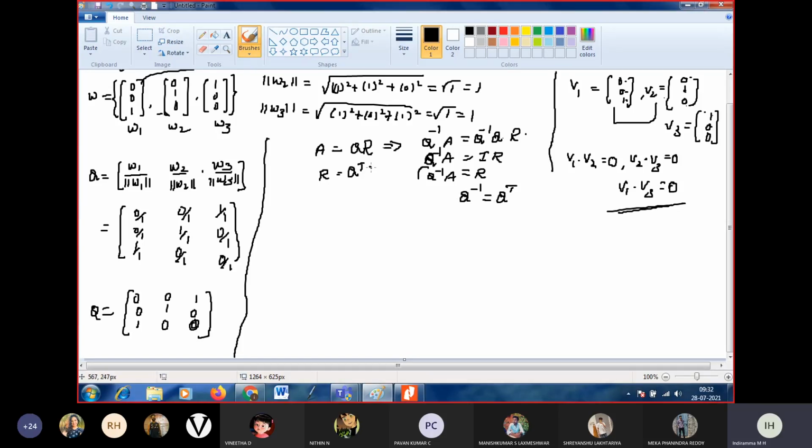So next, Q transpose into A. I am going to write Q inverse as Q transpose. Q transpose into A is equal to R that I wrote here. R is equal to Q transpose into A. Now we can find R. R is equal to Q transpose. Here we have Q. Take the transpose of this one. First row is converted as first column: 0, 0, 1. Second row is converted as second column: 0, 1, 0. Third row is converted as third column, that is 1, 0, 0, into the matrix A.